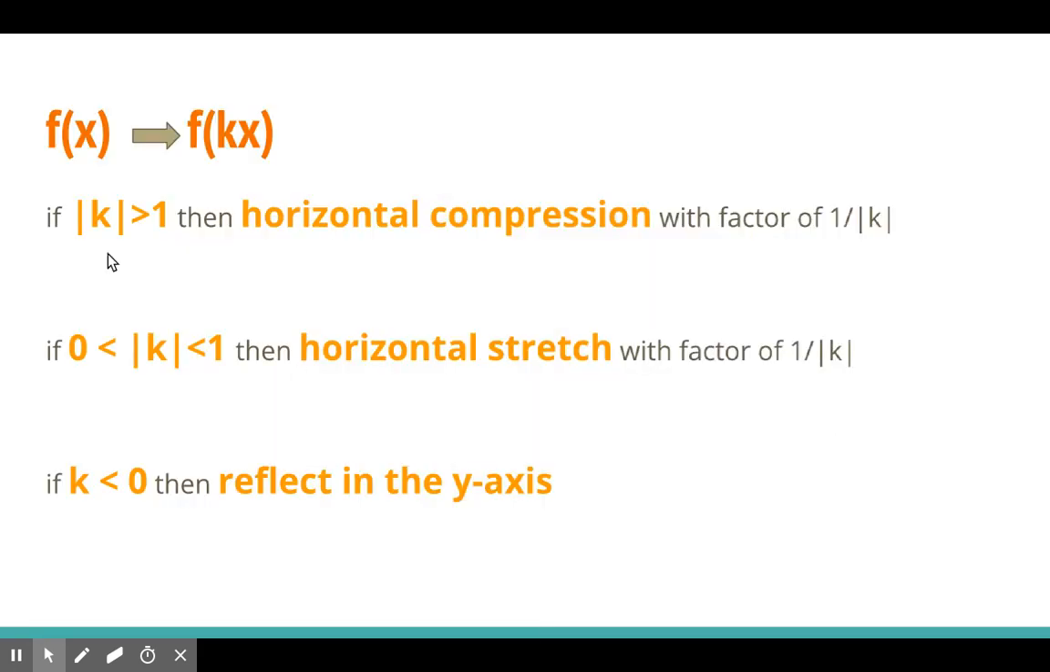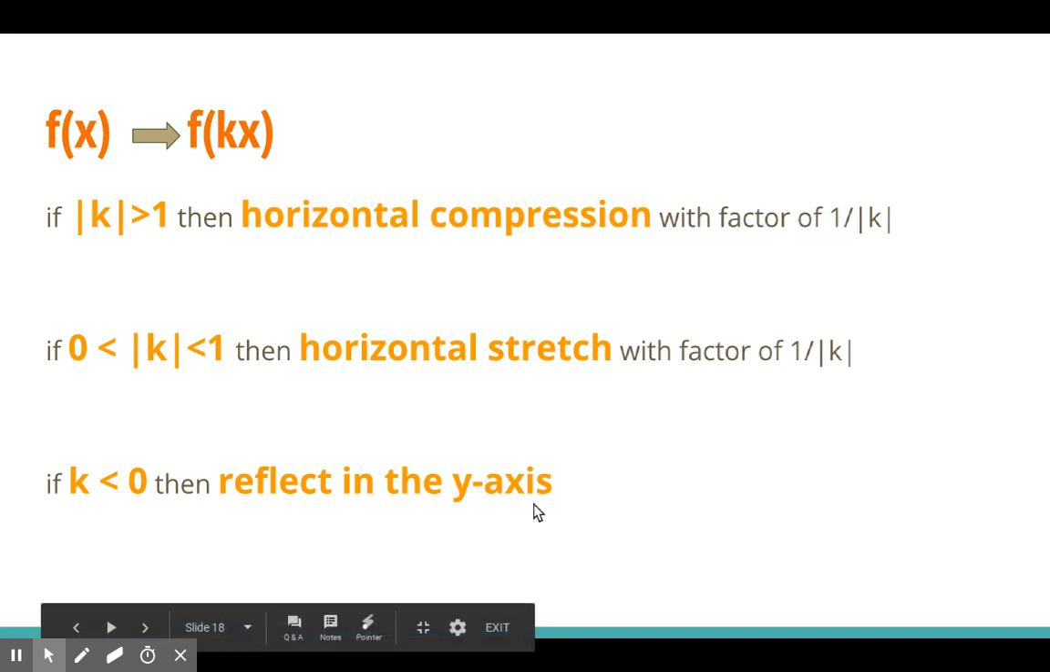So to summarize that, if K is bigger than 1, that is a horizontal compression. And we're going to squeeze the function towards the center. And if our value of K is between 0 and 1, that's a horizontal stretch. And if our value of K is less than 0, then it's a reflection in the y-axis.